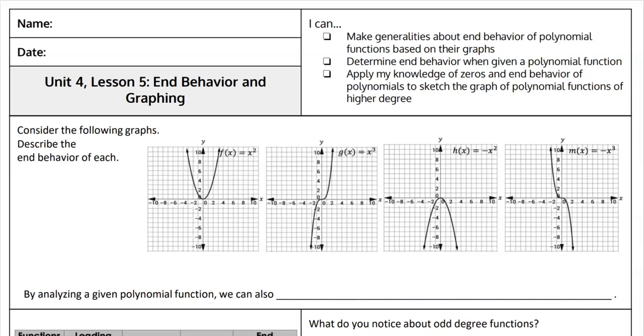Your options are up or down. Okay, so how would you describe the two ends on the first graph? Up and up. That's how you would describe that. How about the guy in the middle? Or the next one? Down and up. Down and up. The next one? Down and down. And the last one, up and down.